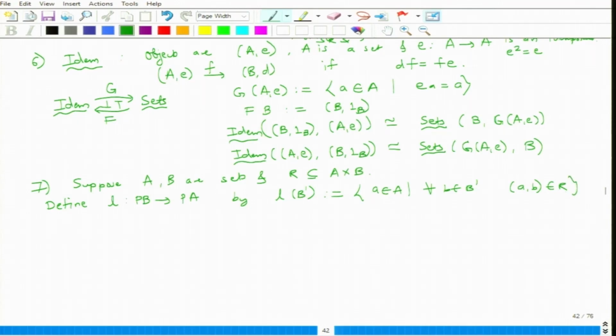Okay? Easy to understand? And R from PA to PB is defined similarly.